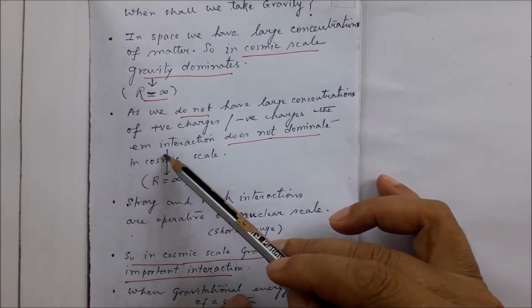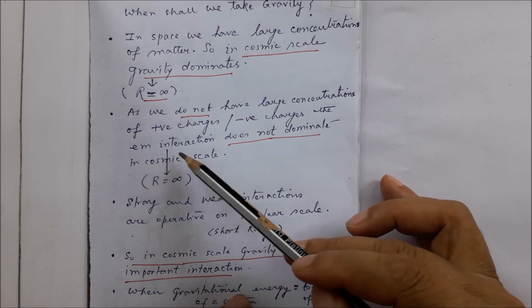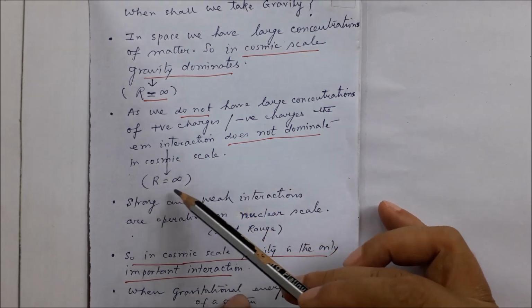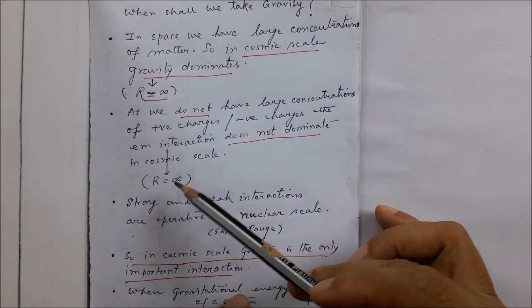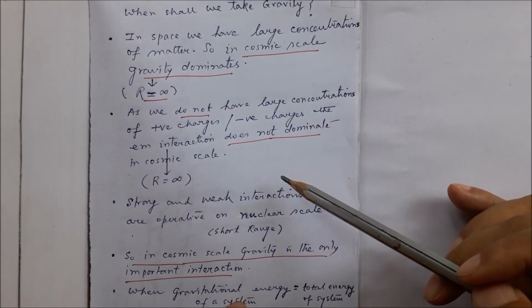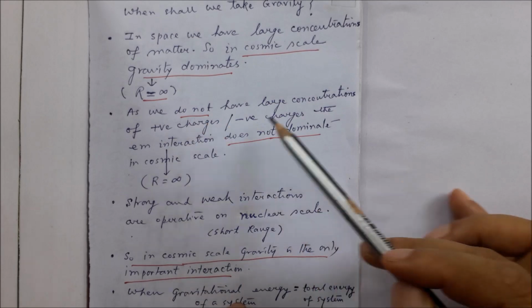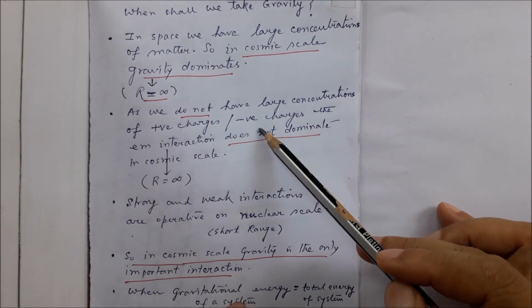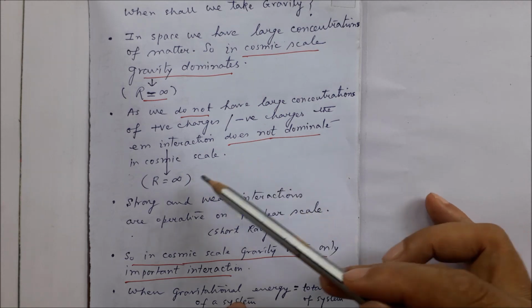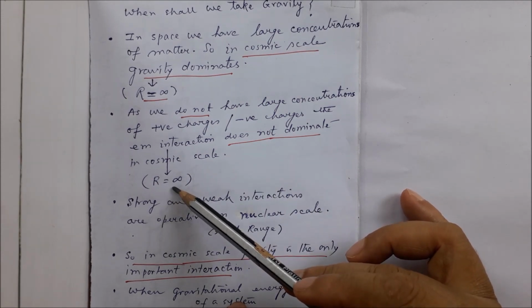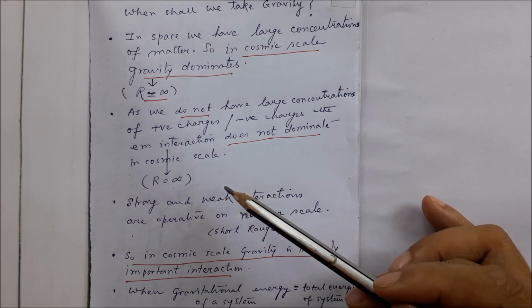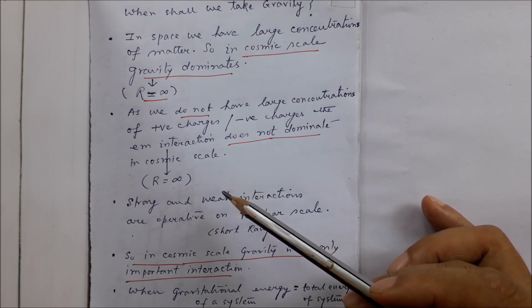Why don't we have electromagnetic interaction coming in, since electromagnetic interaction also has infinite range? Now this is because there are no large concentrations of positive charge and negative charge. So even if range of electromagnetic interaction is infinity, electromagnetic interaction has no significant role on a cosmic playground.